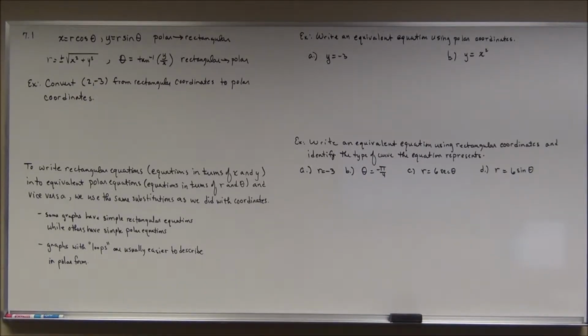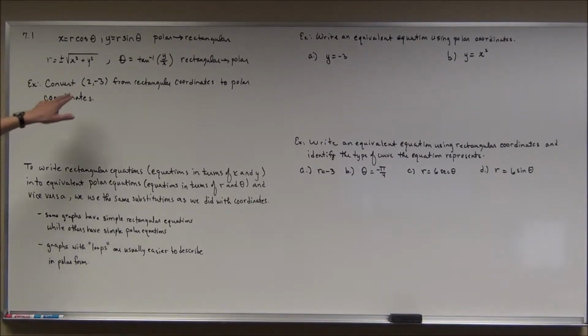Right back into section 1 of chapter 7. We're going to finish it up. We're in the process of going over how polar coordinates can be used to graph and how to convert between polar coordinates and rectangular coordinates. We did a couple of examples in the last video where we took polar coordinates and converted them into rectangular. We'll do one the other way around here.